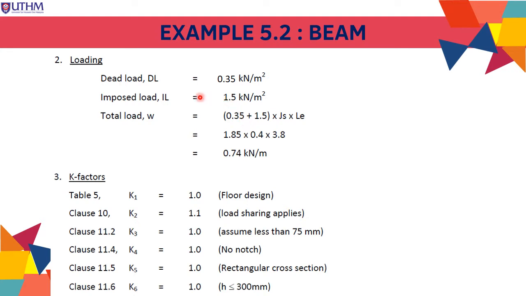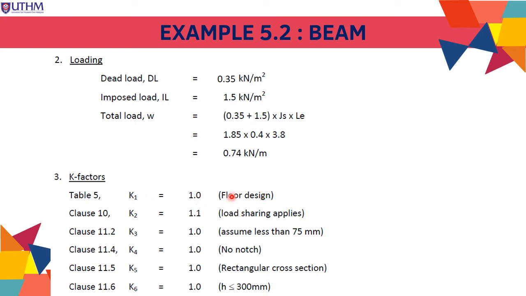We calculate load on the beam, given dead load and imposed load. Therefore, total load is 0.35 plus 1.5, times the spacing for the joist and effective length. We get 0.74 kN per meter. We list out all the modification factors required for the beam.